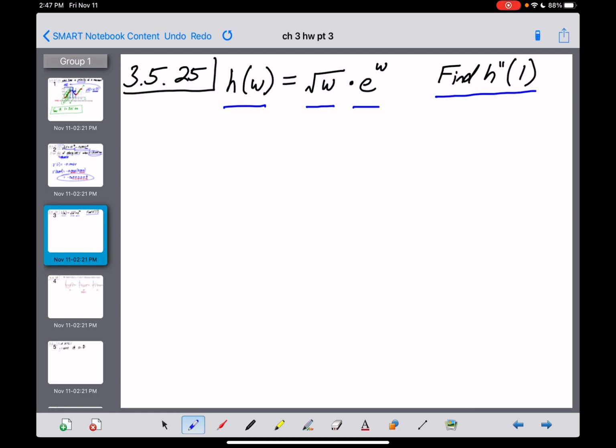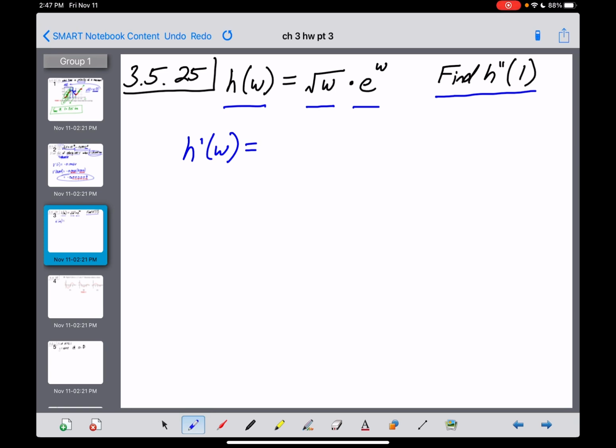Before we can find h double prime of 1, we need to find the general second derivative, h double prime of w, not of x. You can't find h double prime of w until you've found your first derivative, which would just be h prime of w. This looks like it's going to be loads of fun. All right, here we go, guys.